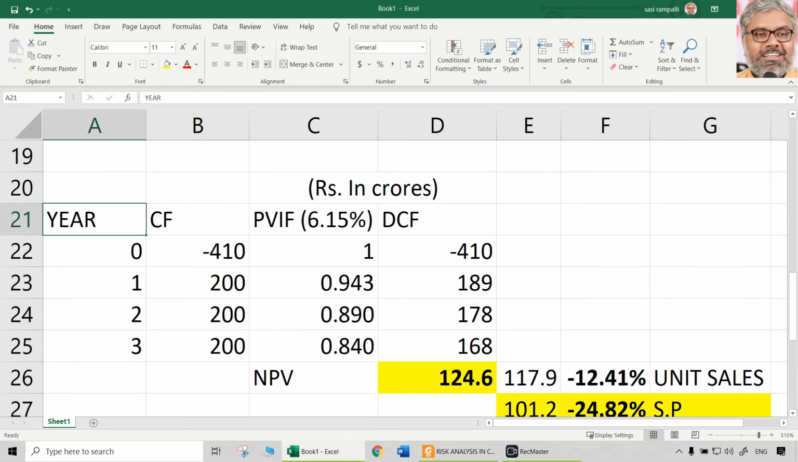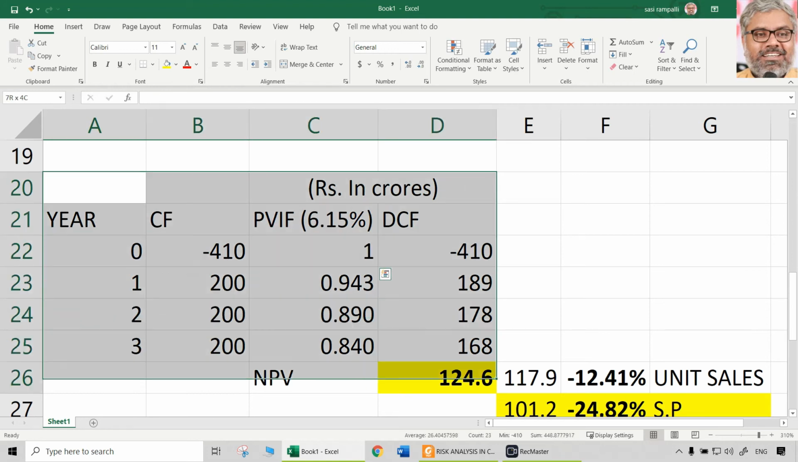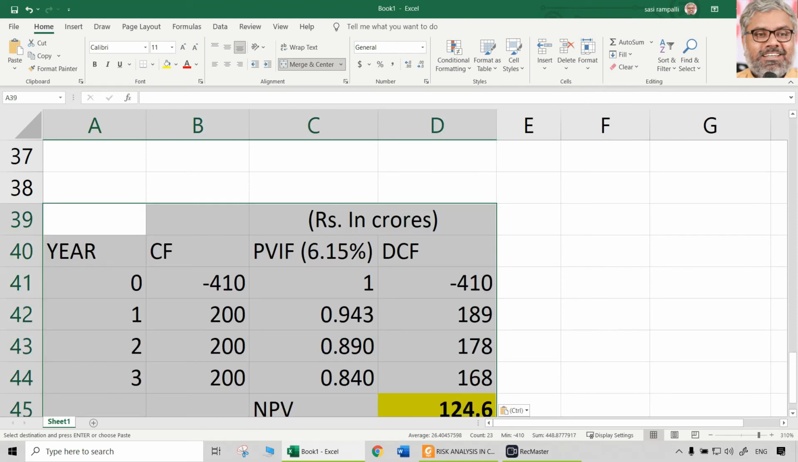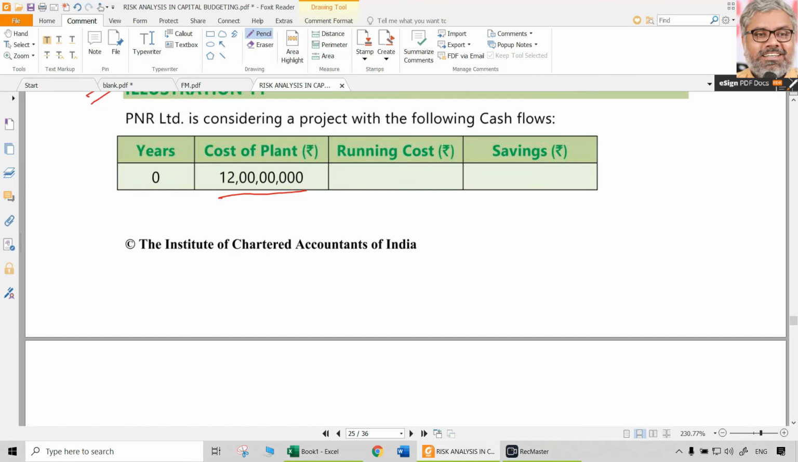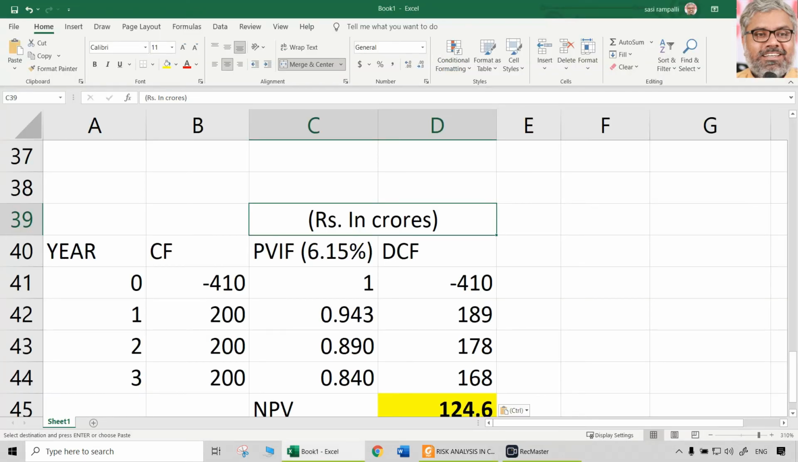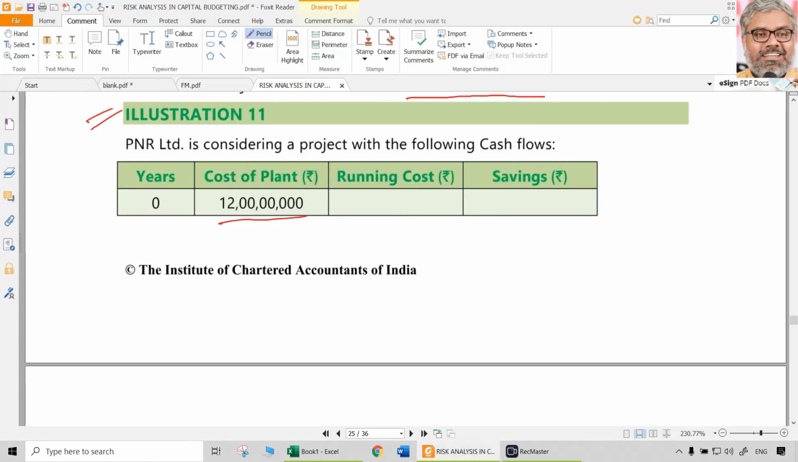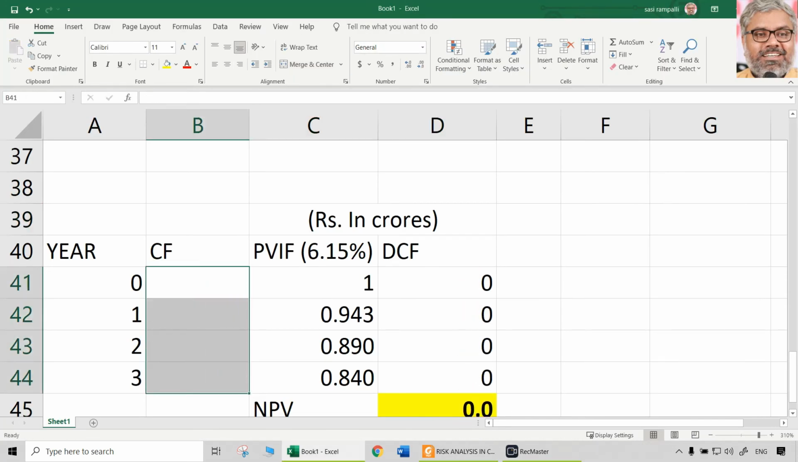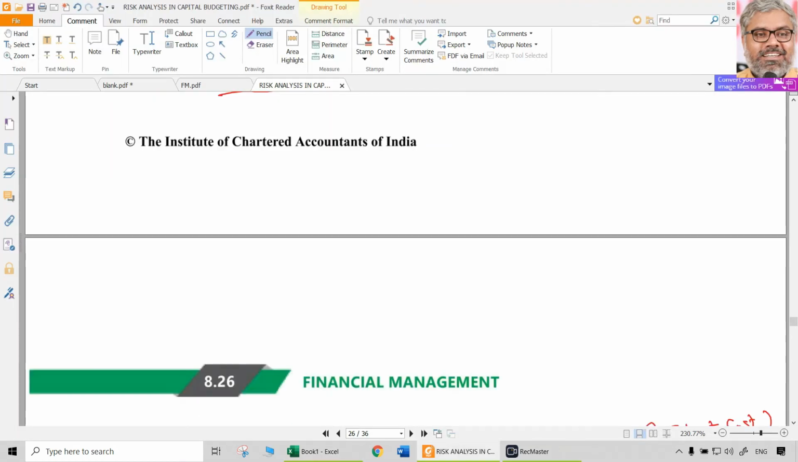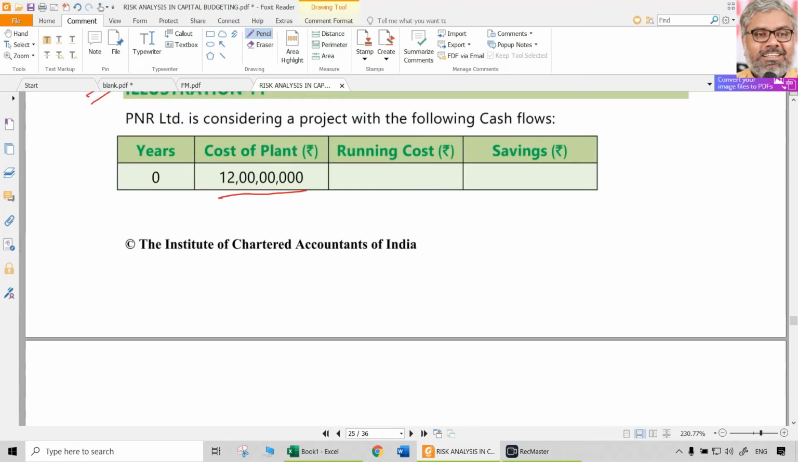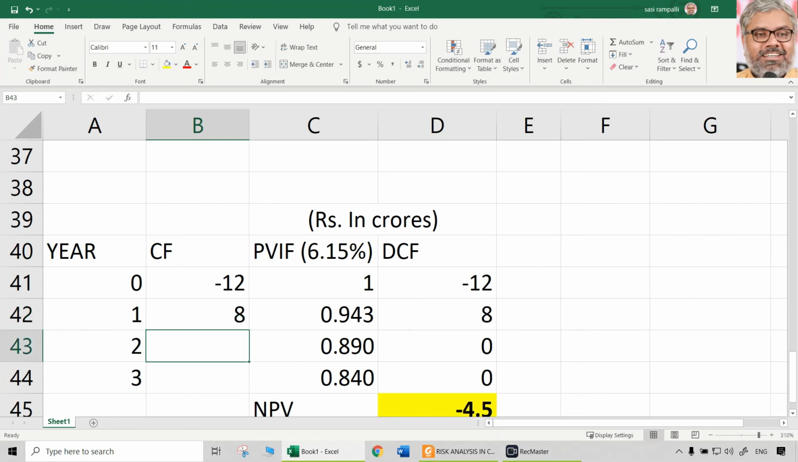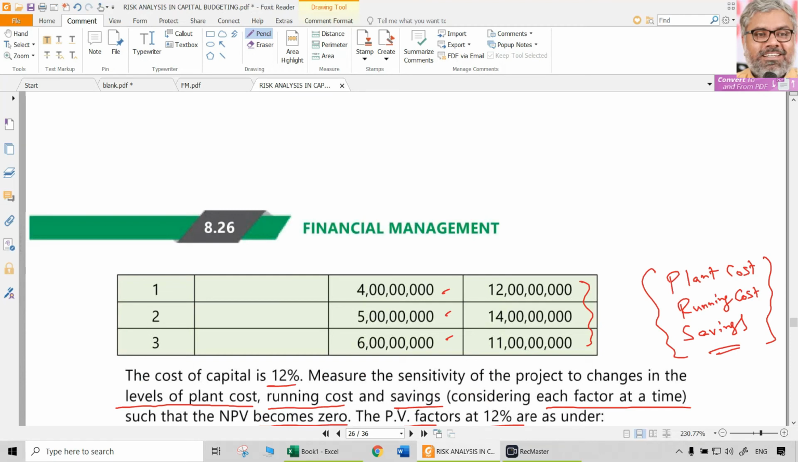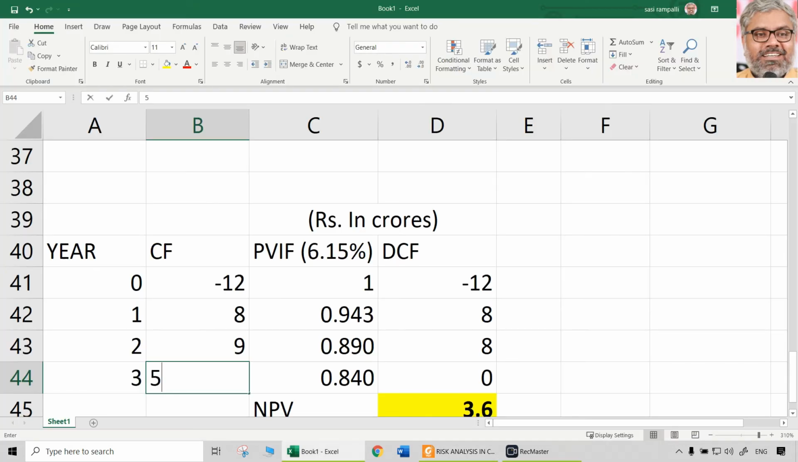Same way, here cash flows, we can take rupees in crores here also. So from the data that is available, in the case of cash flows, there is going to be net cash flows only, which is the difference between savings and running cost. So here 0, 12 crores minus 12 crores. Here 1, 12 minus 4. 12 crores is saving, running cost is 4 crores. So 8 crores is going to be the net cash flows in year 1. Then year 2, 14 minus 5, 9 crores. 11 minus 6 crores. That is 5 crores for year 3.